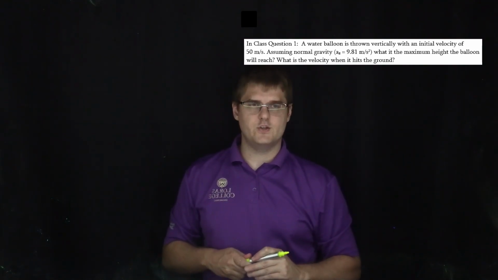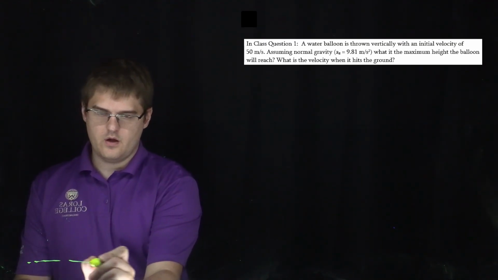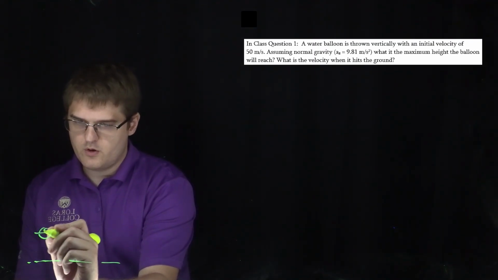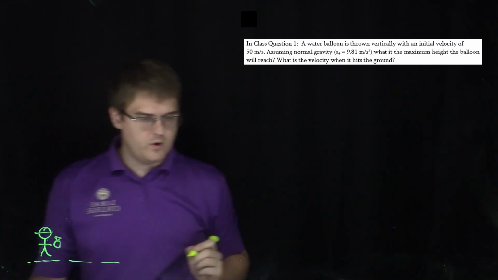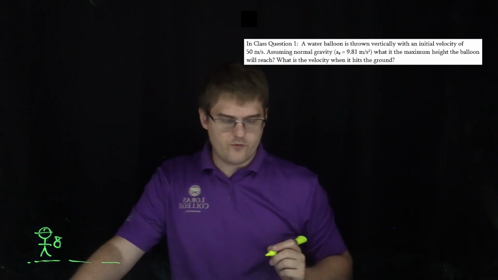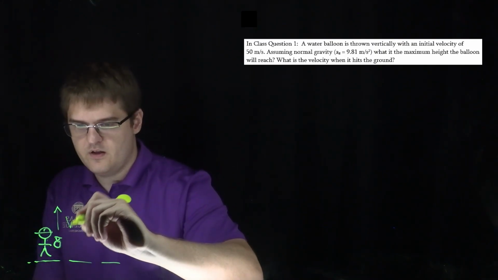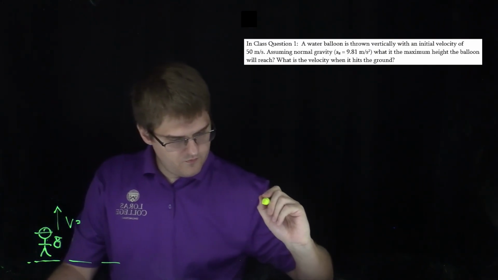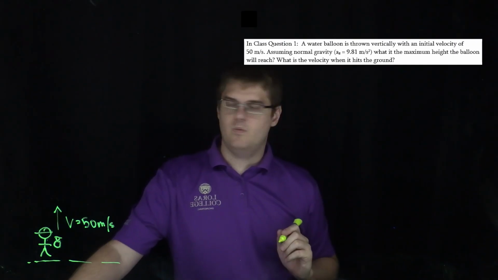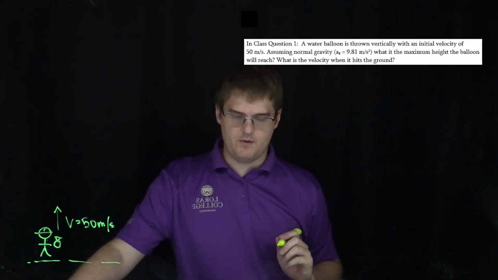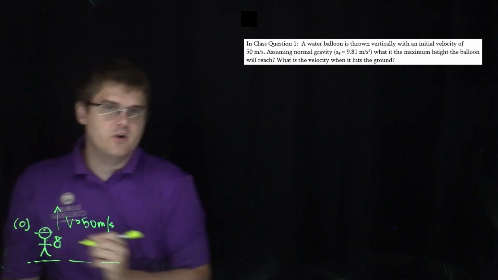Okay, our first question for in-class day 2 is we have a water balloon being thrown. We're going to give little Billy a hat. There's his water balloon. We are told that a water balloon is thrown vertically, so it's being thrown straight up with an initial velocity of 50 meters per second. So little Billy's throwing this water balloon up at 50 meters per second. We're going to call this initial throw time 0.